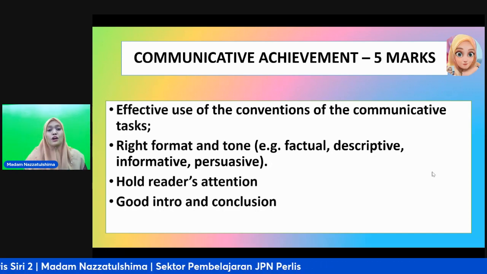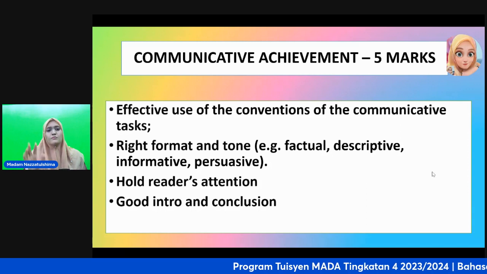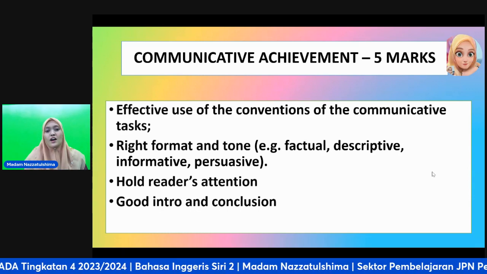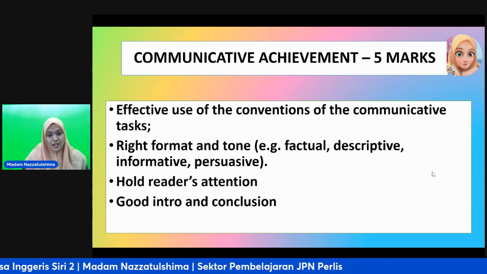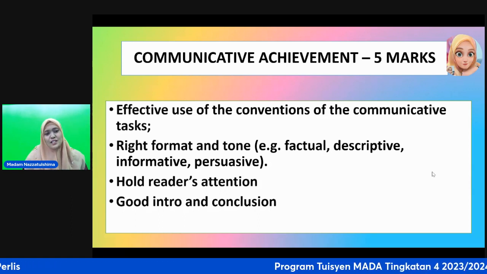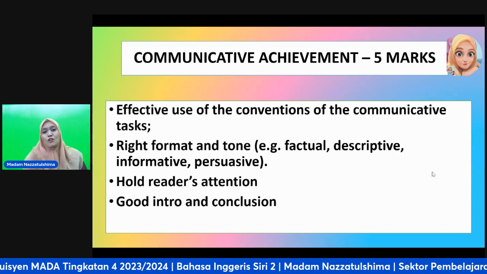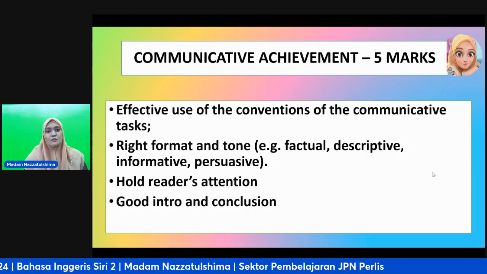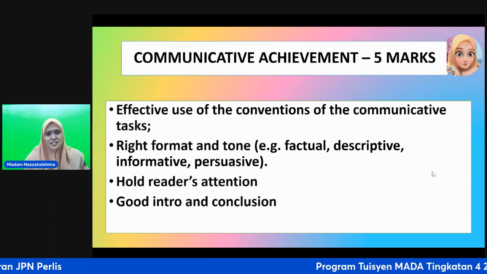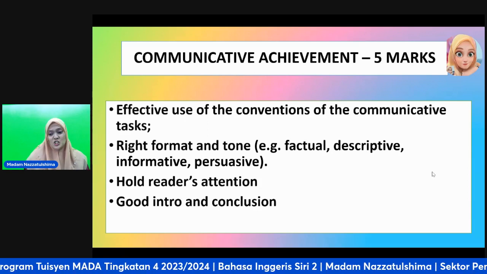For example, if you are writing a review, when the examiner or the readers read your essay, they know from the tone that it is a review, so you will get marks under communicative achievement, or CA. So don't worry about the format, but if you know the format, please use the right format. Basically, this is about factual, descriptive, informative, and persuasive. Of course, when you are writing a review, you want to persuade people to go and watch this movie. Hold readers' attention, meaning the readers are able to understand. They are not supposed to reread again and again for the same information, searching for it. Good intro and conclusion: when you have a good intro, you might attract the reader's attention.